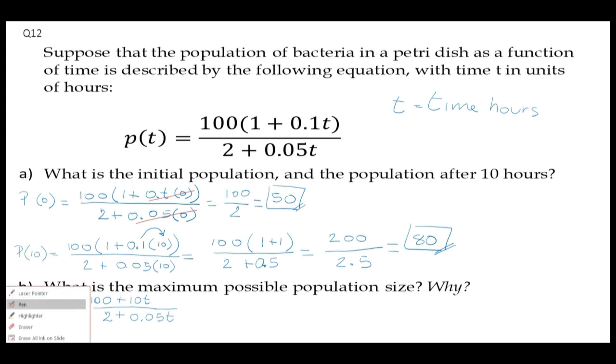A quick reminder of where we got this. In order for us to find any maximum or minimum, we have to solve the original function. So what I did was I distributed 100 times 1, 100, and here 100 times 0.1 is 10t. Just want to clarify where I got this from.